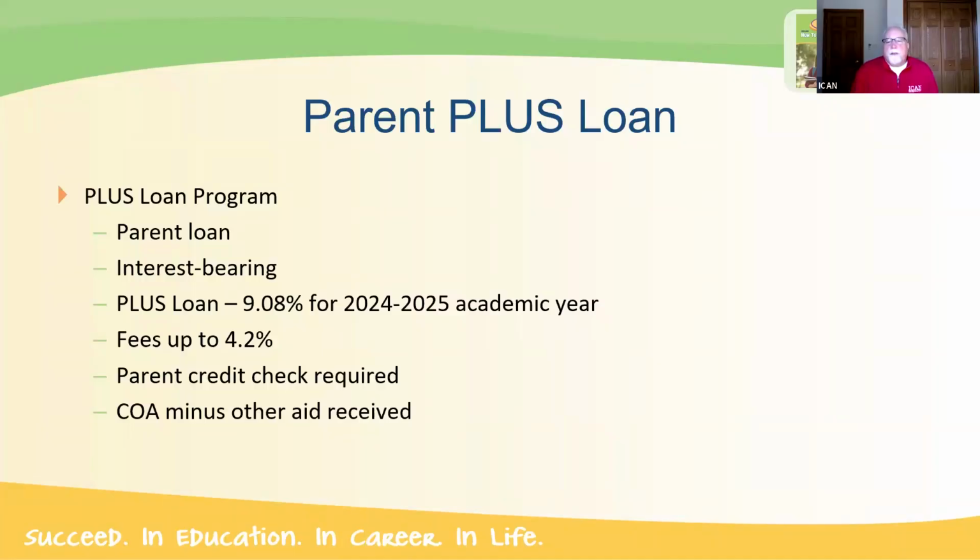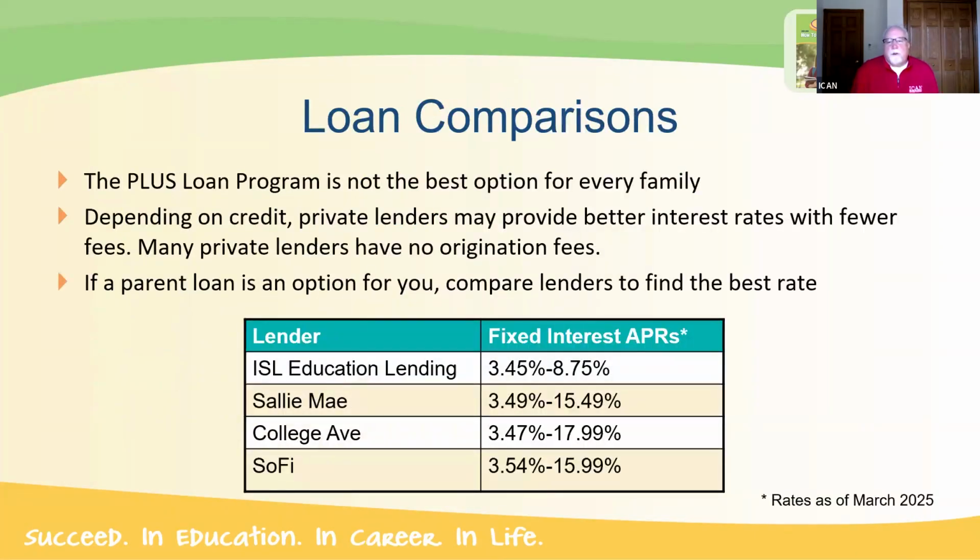Now, I've worked with a lot of families over the years, and I've had parents tell me, well, we know that our only option is the PLUS loan if we want to borrow more for college expenses. So that's what we've been doing, taking out a PLUS loan. I want you to know that the PLUS loan usually is not your only option. There are other loans out there. They're called private or alternative loans. You can see that there are different lenders.